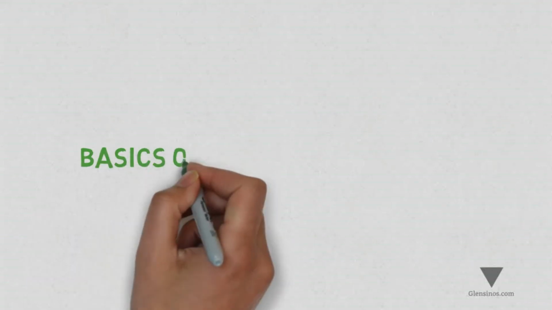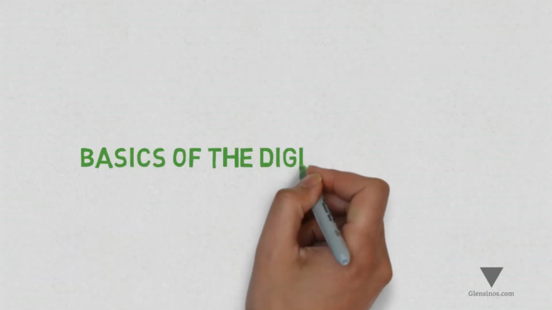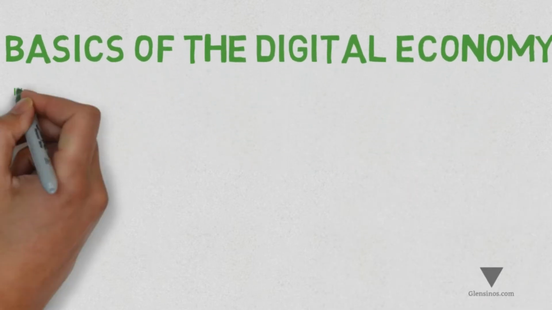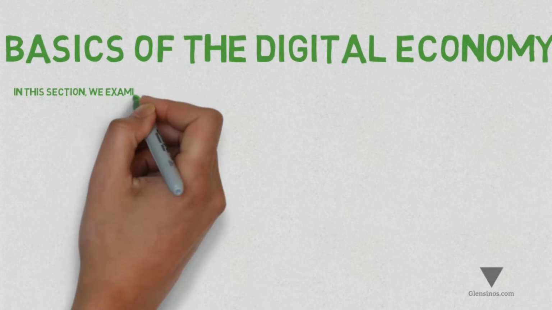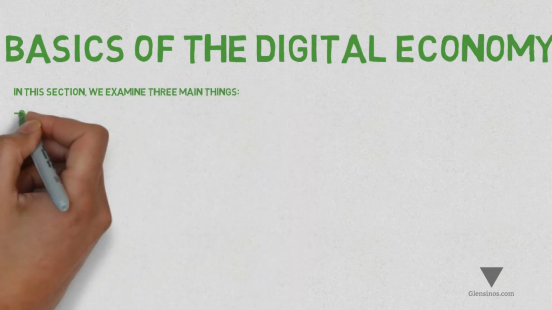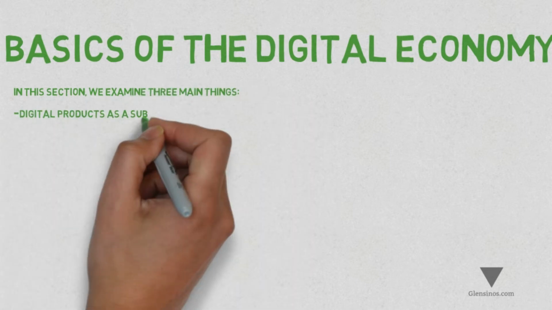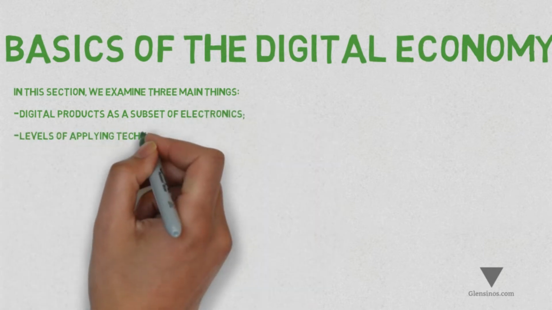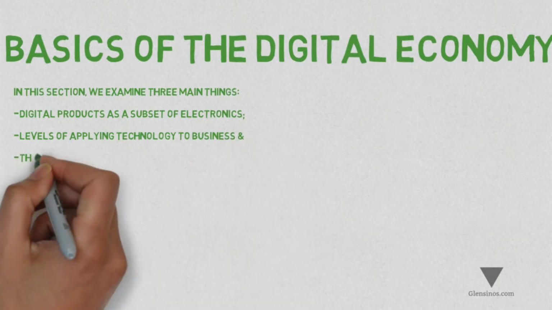The basics of the digital economy. Now that you understand how the digital business works, let's get to the basics of the digital economy. In this section, we cover important things like: 1. Digital products as a subset of electronics. 2. Levels of applying technology to business.